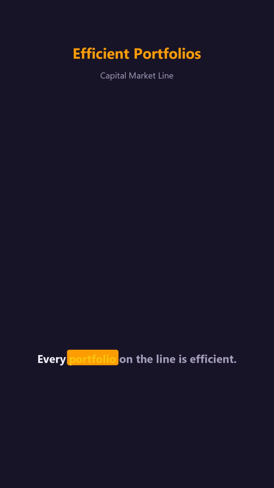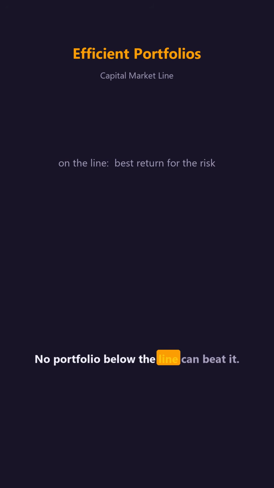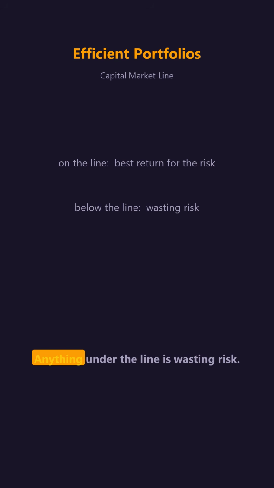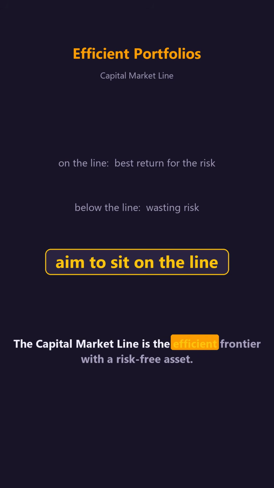Every portfolio on the line is efficient. That means it offers the highest return for its level of risk. No portfolio below the line can beat it. Anything under the line is wasting risk. So smart investors aim to sit right on the line. The capital market line is the efficient frontier with a risk-free asset.